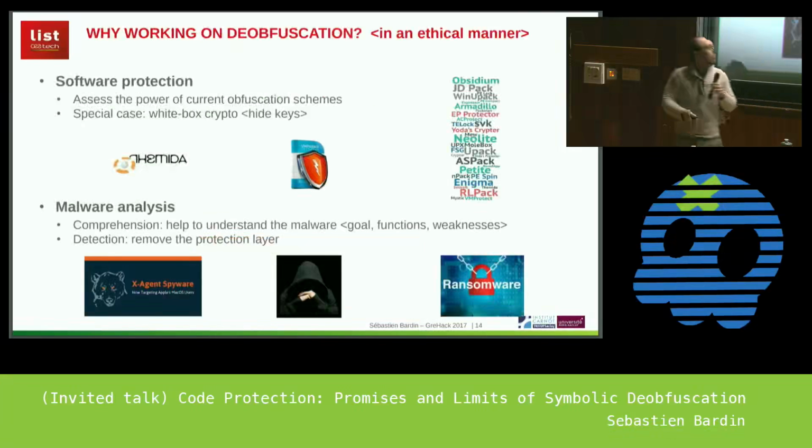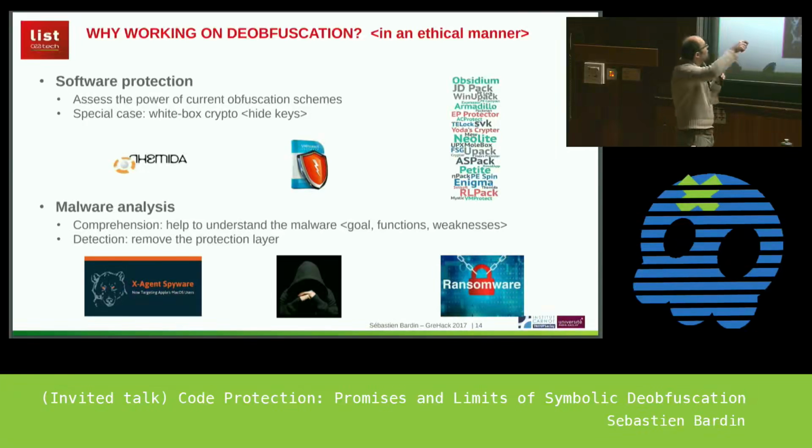Okay, so why do we want to work on deobfuscation in an ethical manner? Basically, there are two scenarios. The first one is to assess the power of existing software code protection, because since you don't have any mathematical guarantee, the only way to ensure that some code protection tool is very good is to try to attack it, and so to try to do the deobfuscation, okay?